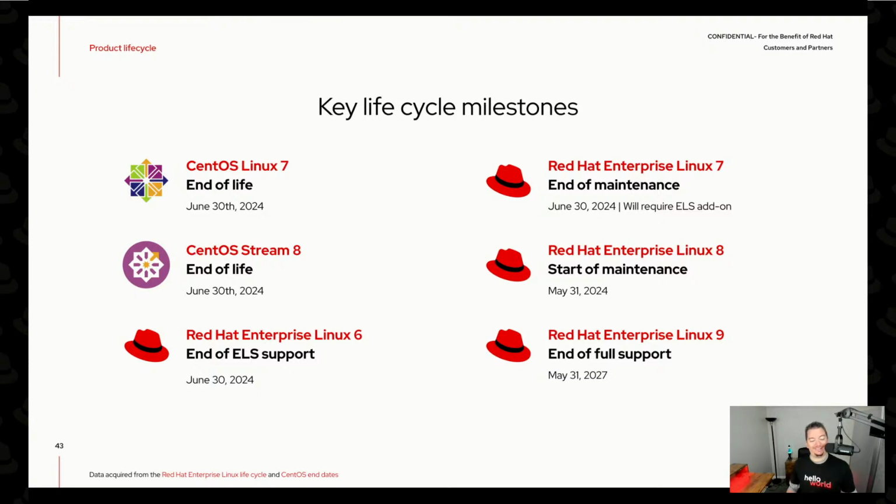And then RHEL 8 is going to start its maintenance cycle. So it'll be 5 years old in the spring, and so it'll leave full support for maintenance support. But if you're looking for a platform that's not going to change for a bit because you're trying to get standardized, I highly encourage you to go to RHEL 9, because RHEL 9 is still in full support until May of 2027.